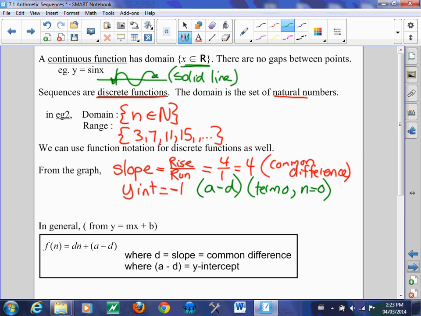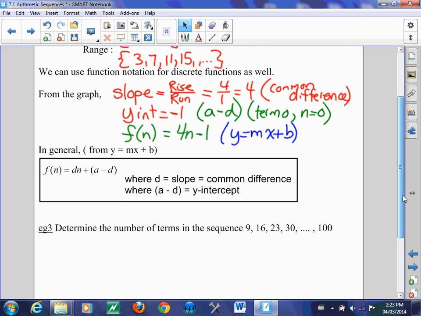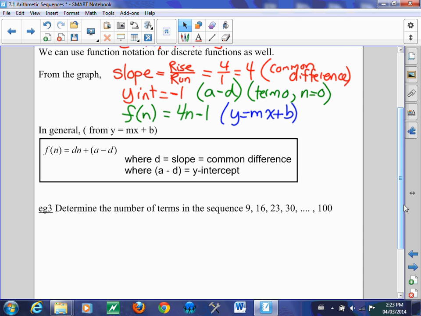The last thing we can do to get it in function notation is say f at n, which is really your y, equals 4n minus 1. How does that relate? That's your old y equals mx plus b, just in function notation. So in general, to put it into function notation, you're going to use this formula: f at n equals dn plus a minus d. Remember, d is the slope, which is the common difference, and a minus d is your y-intercept.